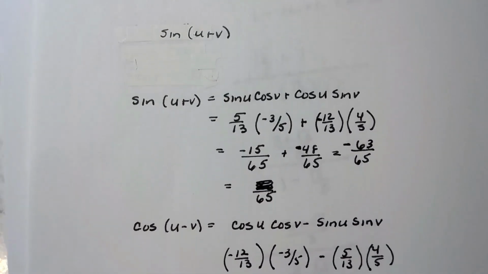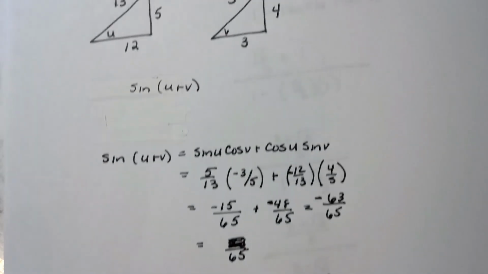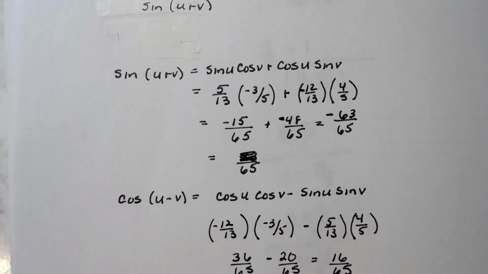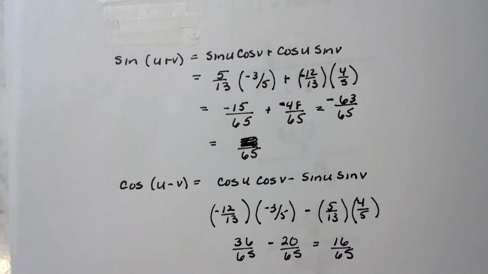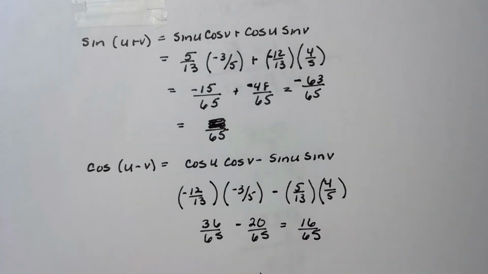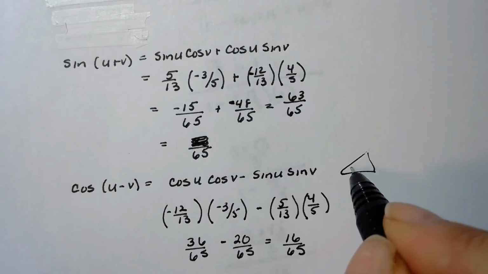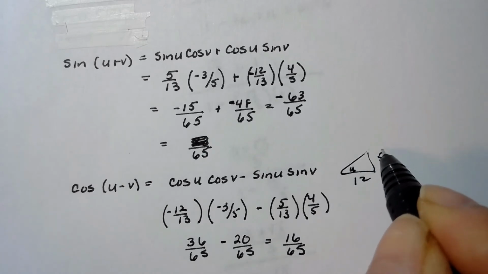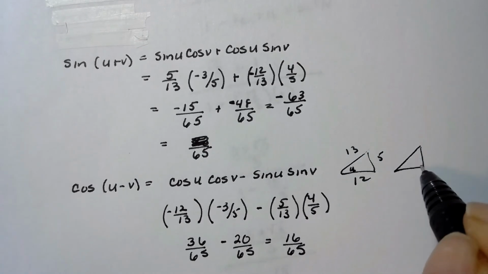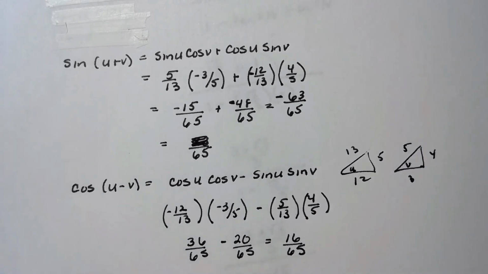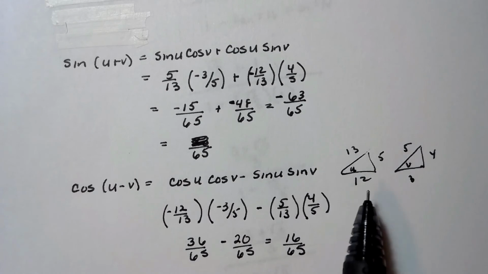Then they want you for the same set of triangles, so I don't know if I'm going to be able to fit them in here. I'm not. Then they want the cosine of u minus v. So real quick over to the side here, I'll make a little u triangle, which was 12, 5, 13. And a little v triangle, which was 3, 4, 5. Okay? Just so you can see.